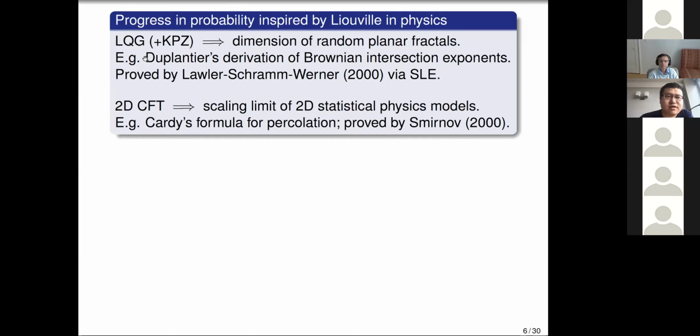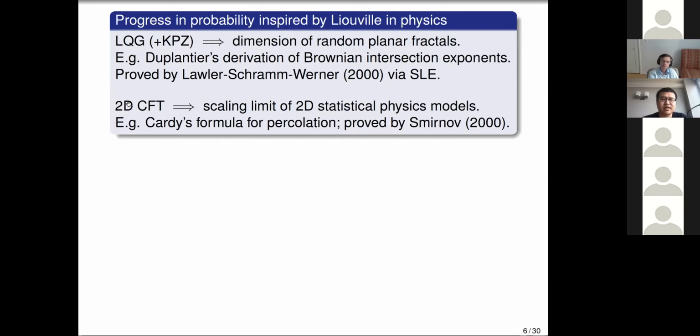First of all, the Liouville quantum gravity and in particular this KPZ relation gives very deep predictions on the dimension of certain random planar fractals. The most famous example is Duplantier's derivation of the so-called Brownian non-intersecting exponent. And this was later proved by Lawler, Schramm, Werner via SLE.